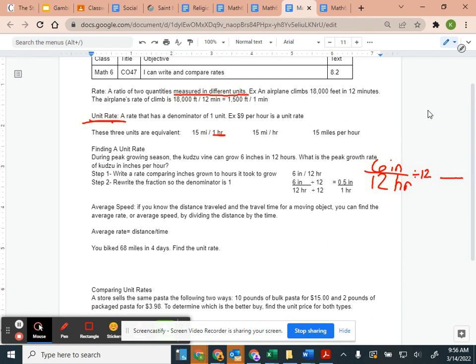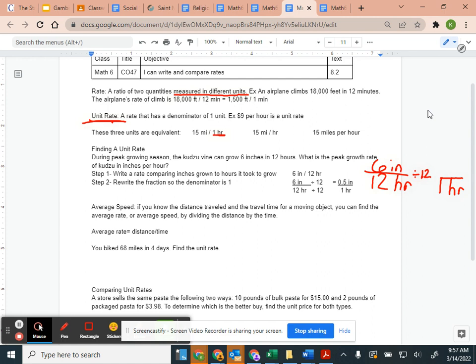And what do we want on the bottom, Peyton? We want it to go down to 1 hour. Yep, that's why we're walking through it to help us remember why. Why did we divide by 12? Because 12 divided by 12 gives us our 1 hour. And whatever we do to the denominator, we do to our numerator.